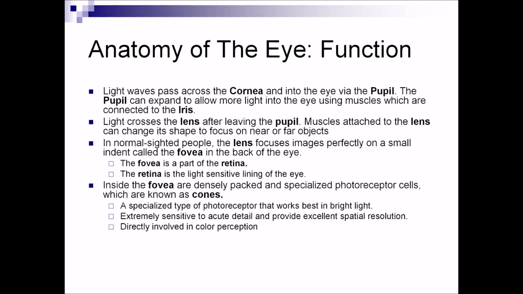A specialized type of photoreceptor, the cone, works best in bright light. It's extremely sensitive to acute detail and provides excellent spatial resolution. It is directly involved in color perception.